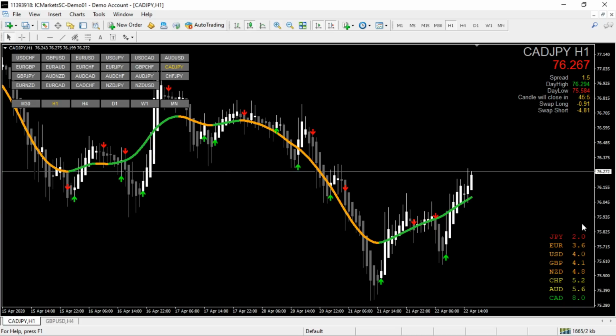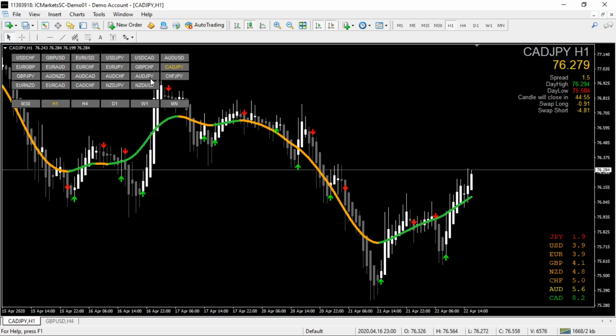With the symbol changer, you can easily navigate through the currency pairs and the time frames. It only shows time frames 30 minutes and above, because this system is recommended to use in higher time frames. So if you want to switch to a currency pair, you can easily navigate through the symbol changer and pick the currency pair that you want.